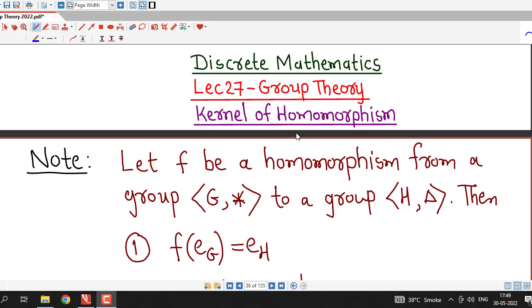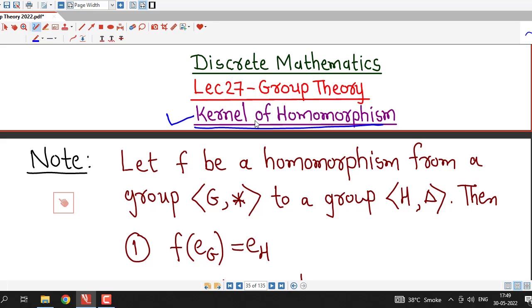In last lecture we have discussed some properties of group homomorphism and we have seen how to show that a given function is a group homomorphism. In this lecture we are going to talk about this new term which is known as kernel of homomorphism. So we will define kernel of homomorphism and we will show that kernel of homomorphism is a normal subgroup of the domain of that group homomorphism.